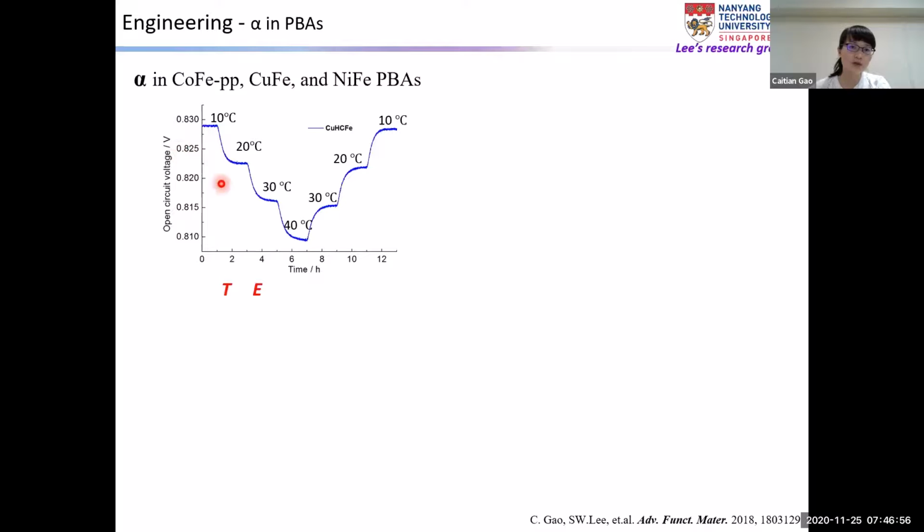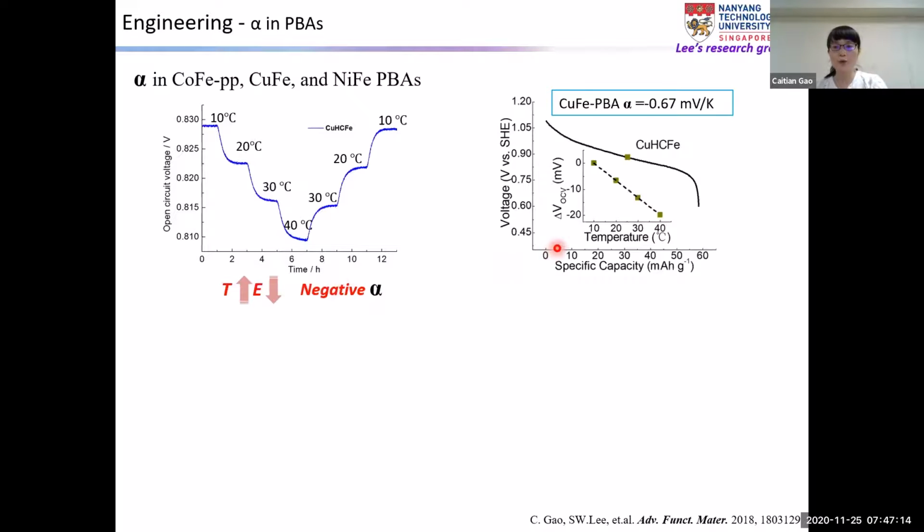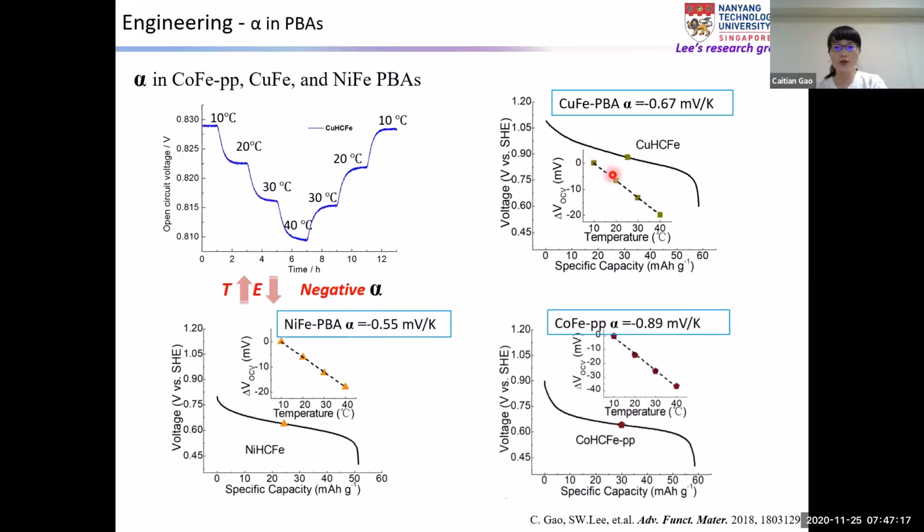So we switch the temperature in the cell and record the potential of the cell. And from here we can see when the temperature increases, the potential decreases. That means my material has a negative alpha. So in these three materials, it has different alpha values. Cobalt copper delivers the largest alpha value, around minus 0.89 millivolt per Kelvin.